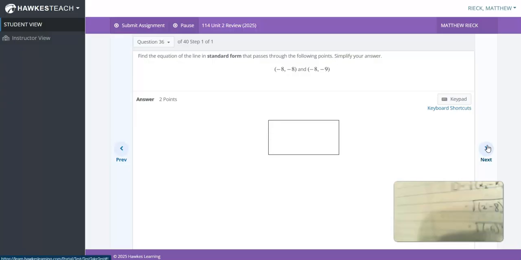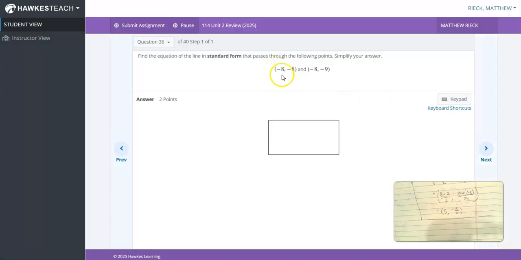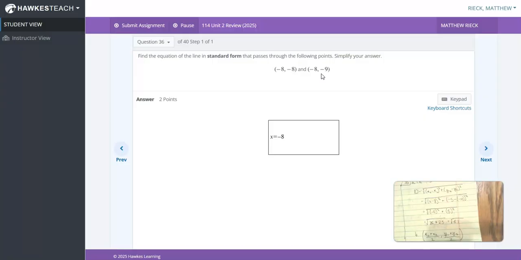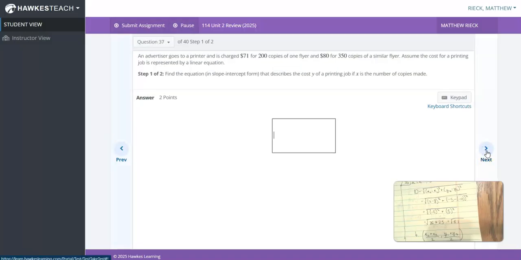Alright, so here we're asked to find the equation for the line in standard form that passes through these points. So here you'll notice that my x-coordinate is the same. So when your x-coordinate is the same, your equation is just going to be x equals whatever that x-coordinate is. Likewise, if your y-coordinates are the same, your equation is just going to be y equals whatever your y-coordinate is.